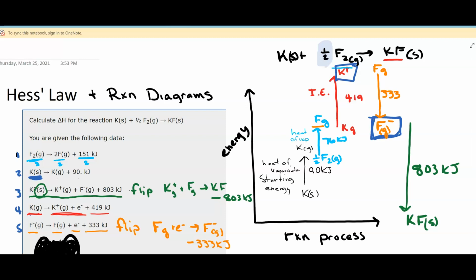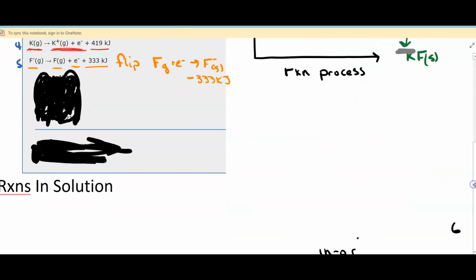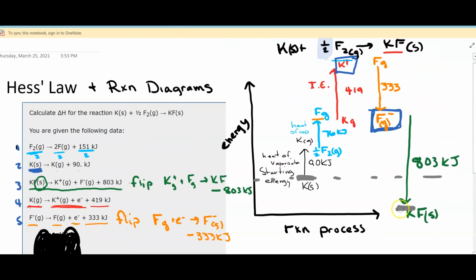Now, to conclude, here's where we started. Here's where we wound up. Let me just draw a dotted line all the way across from where we started to where we wind up. And this difference right here is my heat of the reaction that we've described by all of these steps.